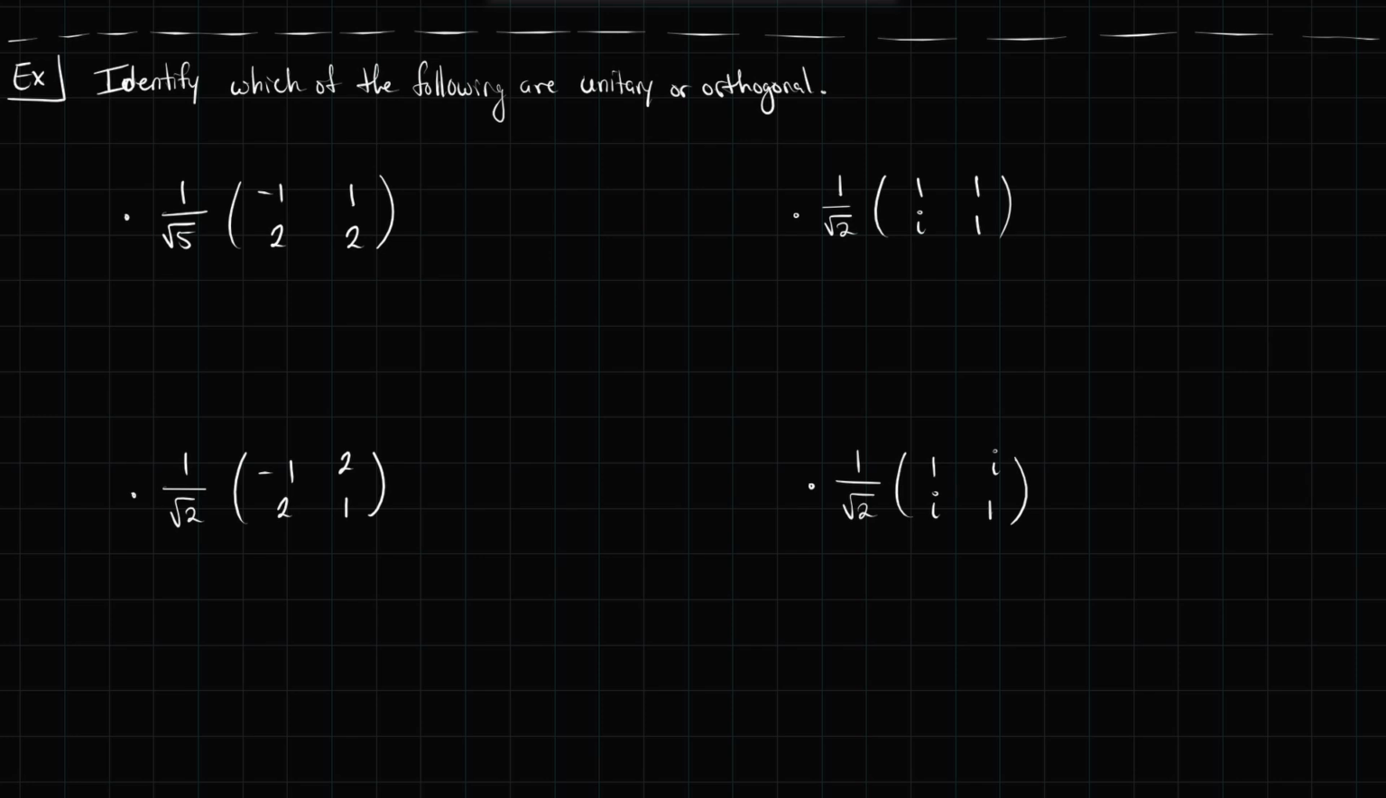Because the first two on the left have only real entries, they can only be classified as orthogonal or not. And the same with the others: because they both have i's in them, they can only be classified as unitary or not.